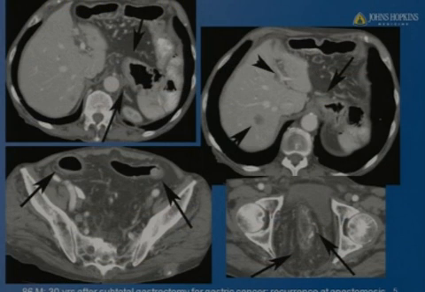These are images, rest in peace, from my father. He had his original cancer in his 50s. About 30 years later, if you look at the images in the upper left corner, you see the gastric wall is thickened and there is increased enhancement to it. And the upper right corner image demonstrates with the arrowheads the low density metastases, which is typical for gastric cancer.